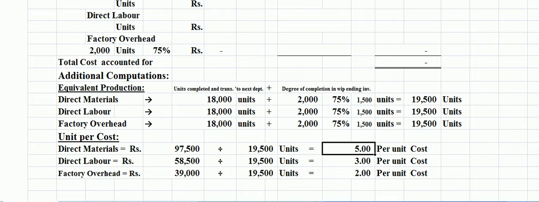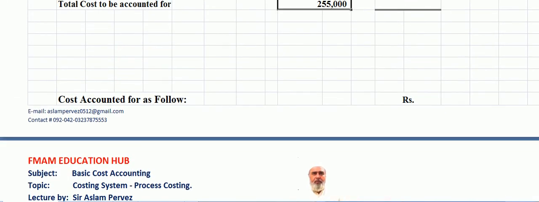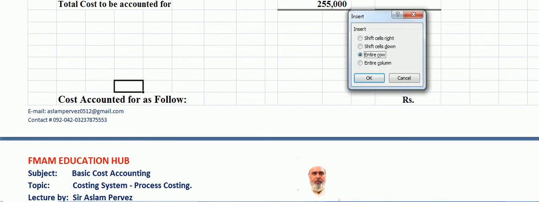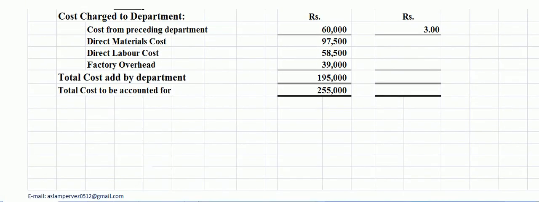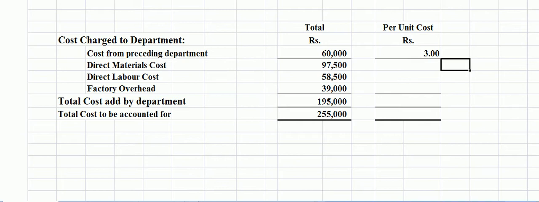Now we move to the second section to put these per unit costs in the given column. Yes students, this is the column of per unit cost here.